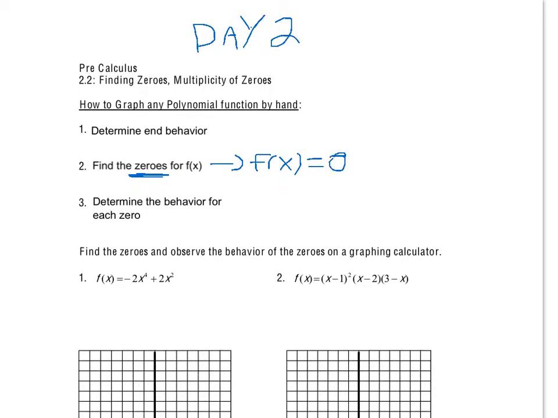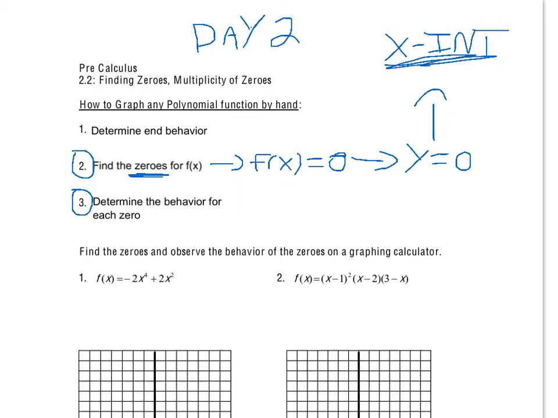So we did determine end behavior. What we're going to do new today is steps 2 and 3. Find the zeros for f of x. That's all the values where f of x equals 0. Remember, f of x is the same as y. So if y equals 0, then all we're finding today are x-intercepts. That'll give us the middle portion of the graph.